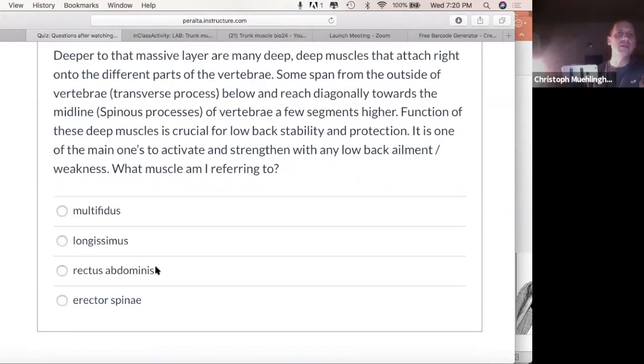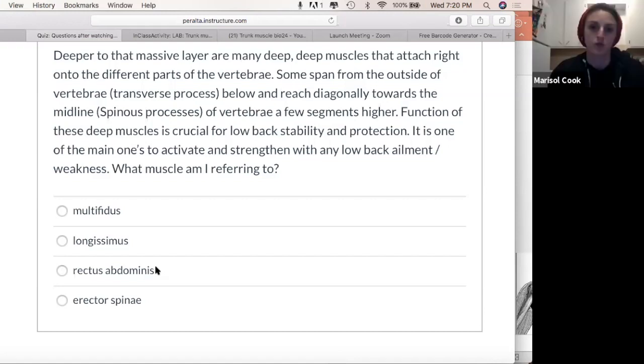All right. Deeper to that massive layer are many deep muscles that attach right onto the different parts of the vertebra. Some span from the outside of the vertebra, the transverse process, below and reach diagonally upwards towards the spinous process of a vertebra a few segments above. The function of these deep muscles is crucial for low back stability and protection. It is one of the main ones to activate and strengthen with any low back ailment or weakness.